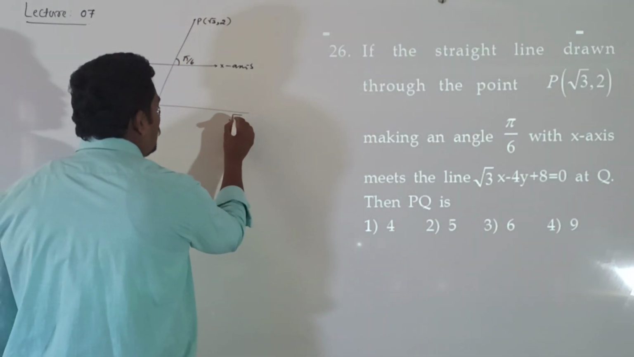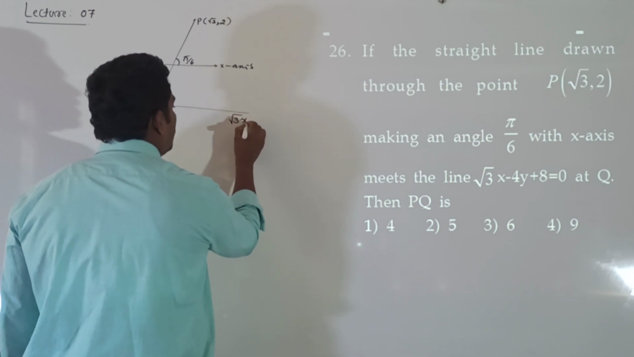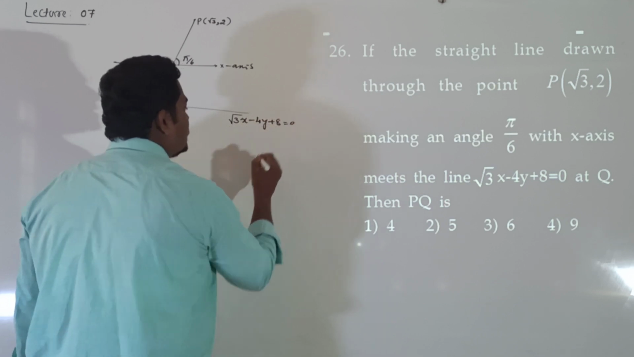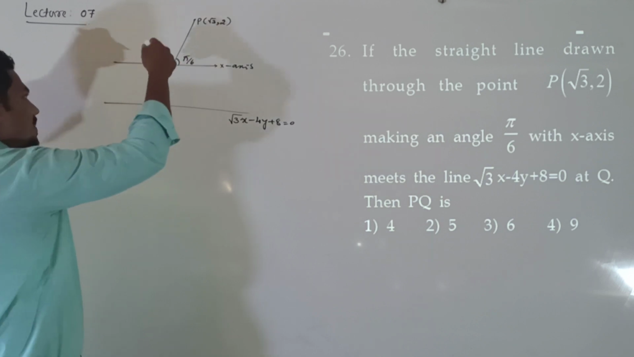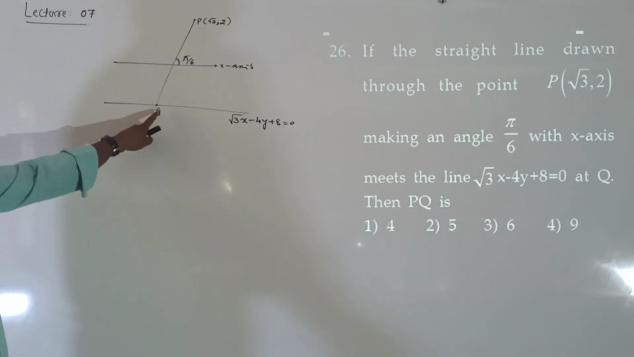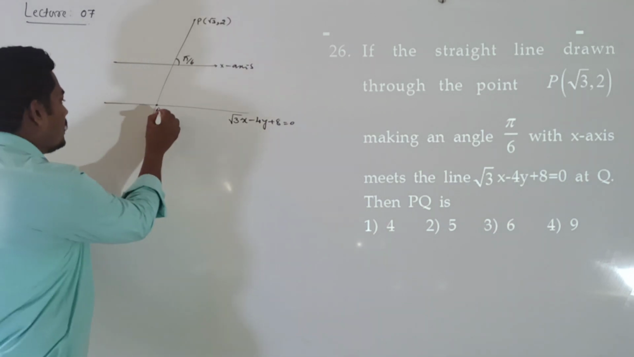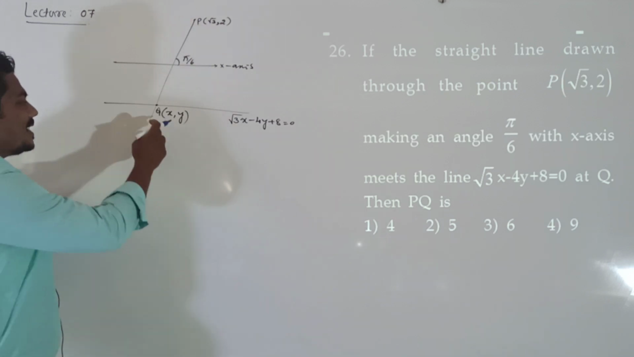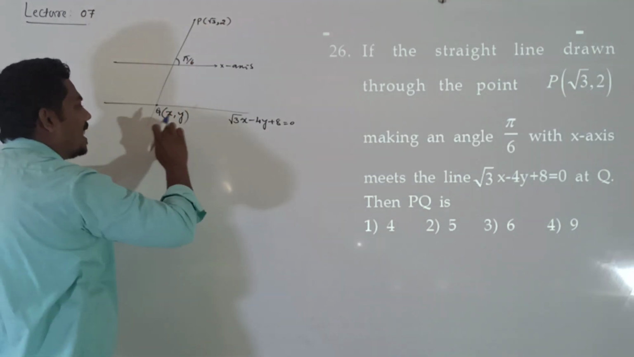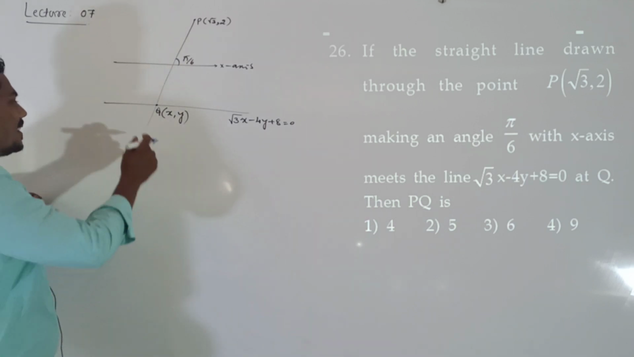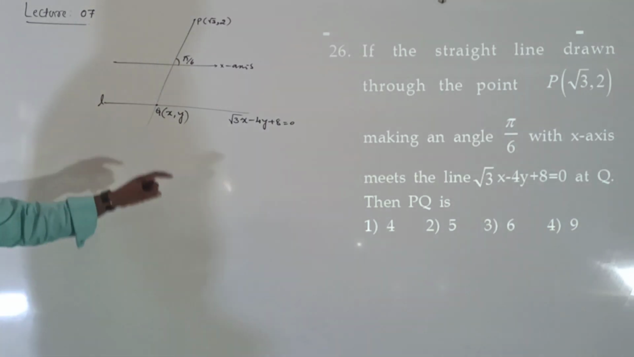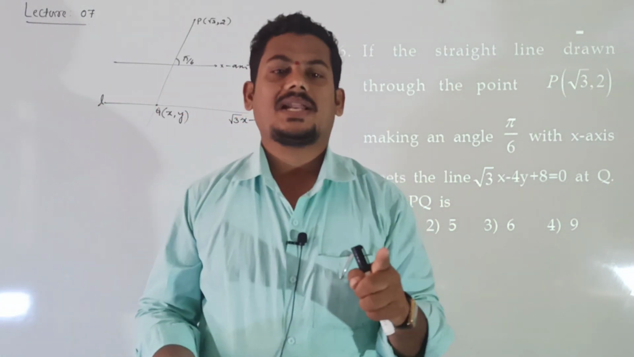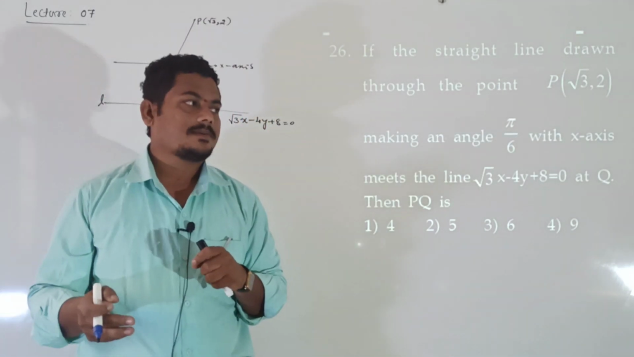Its equation is root 3x minus 4y plus 8 equal to 0. For finding the distance between P and Q, we need the coordinates of Q, right? I will take the coordinates of Q as (x, y). Point Q is nothing but the intersection of the PQ line and the given line, that is L. Intersection means meeting point, right?